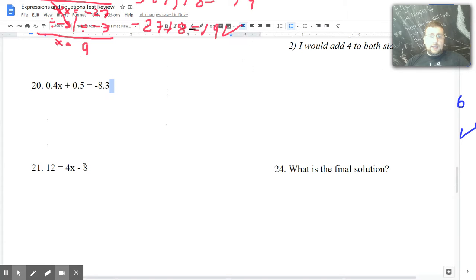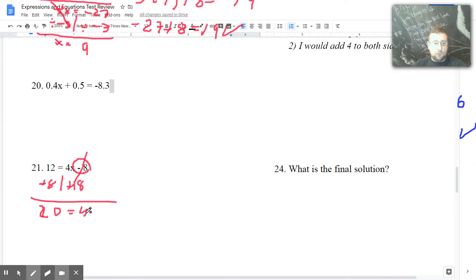And I may have time to do 21, so I'm going to do that one next. The first thing you have to do is get rid of the -8. I work on the side that has the variable, even if it's on the right side. And so I'm going to do that by adding 8 to both sides. And if I do that, the 8's will cancel out. I just have 20 on this side equals 4x.